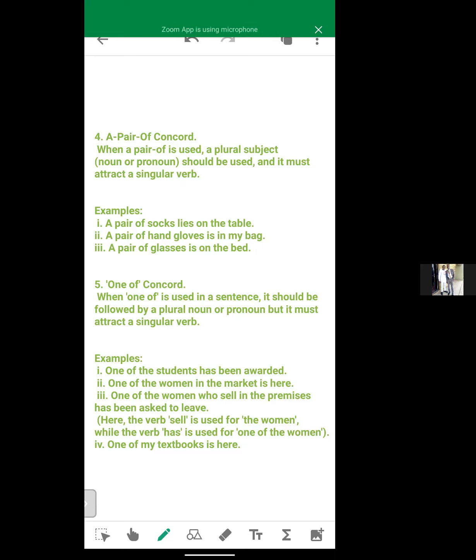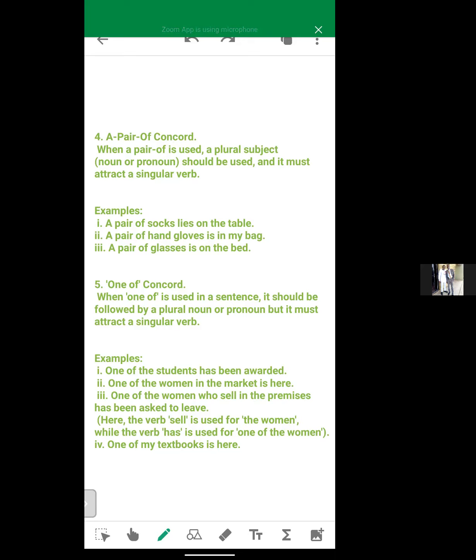So you don't say that because "hand gloves" is plural, then you use "are" as a verb. No. You'll be wrong if you put it that way. But the correct structure should be "a pair of hand gloves is in my bag", or "is on the table". The first example reads, "a pair of socks lies on the table". The third example reads, "a pair of glasses is on the bed". So you can see that after "a pair of", a plural subject follows and a singular verb is used with it. So that is the principle of a pair of concord.